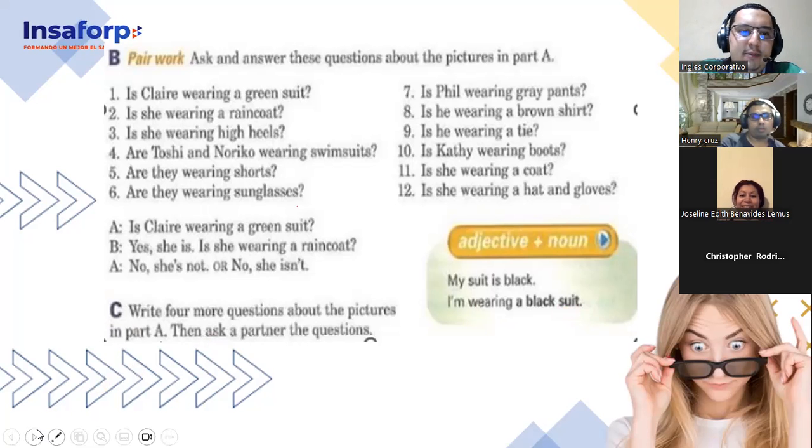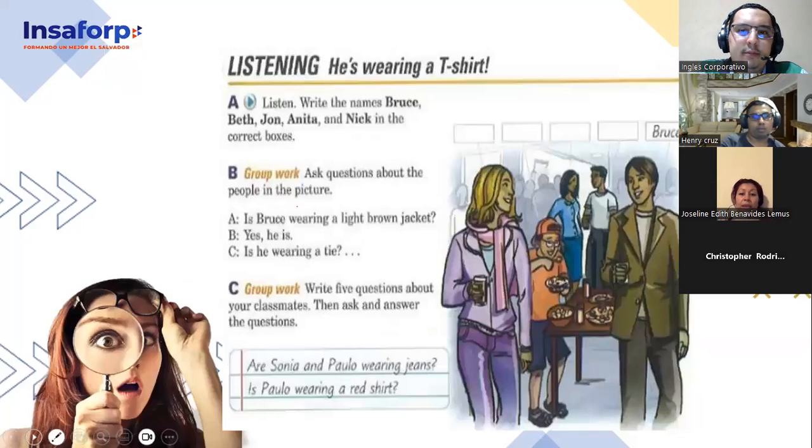Okay, let's go to our last slide. He's wearing a t-shirt. Here we have a group of people, and everybody is wearing something different. We have some questions that the book shows. It says, is Bruce wearing a light brown jacket? In this case, Bruce is this guy here. Yes, he is. Is he wearing a tie? No, he's not wearing a tie.